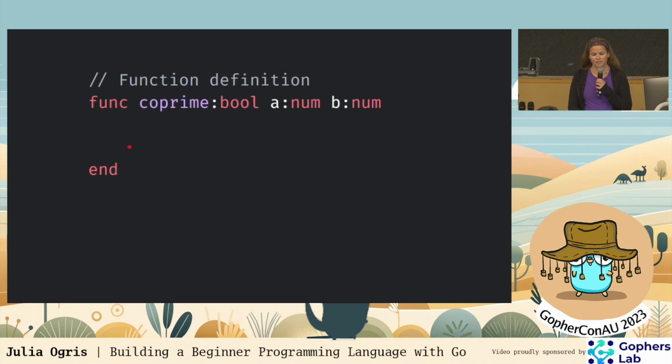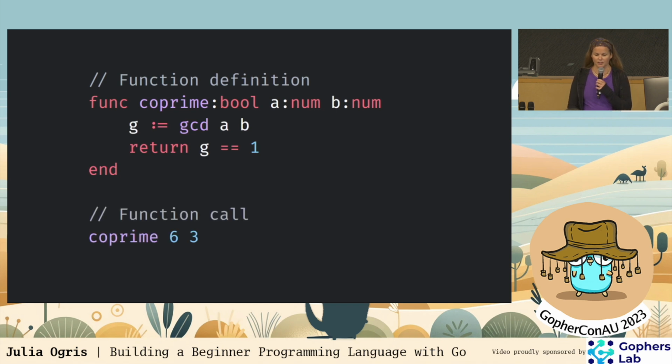Function definition starts with the func keyword, the function name, an optional return type, and the parameter list. So this coprime function here returns true if the greatest common divisor of the two parameters is equal to 1. And it's called like so. No parentheses, no comma between the arguments and around them.